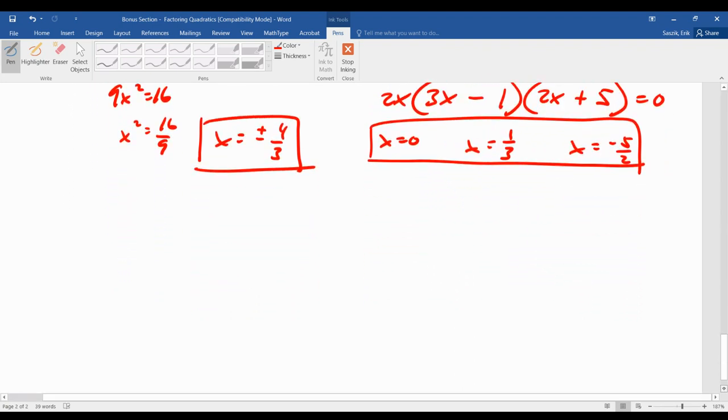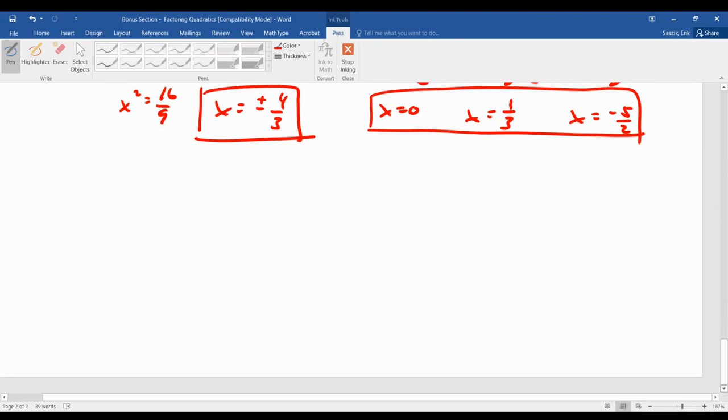All right, I've got two more problems. So this one here, let's go ahead: x squared minus 2x minus 4 equals 0. This one doesn't look too bad, right? I mean, there's no GCF, and the numbers are small.